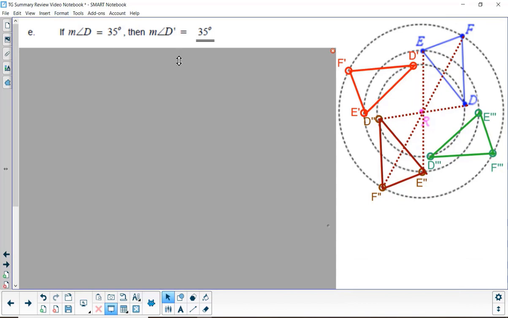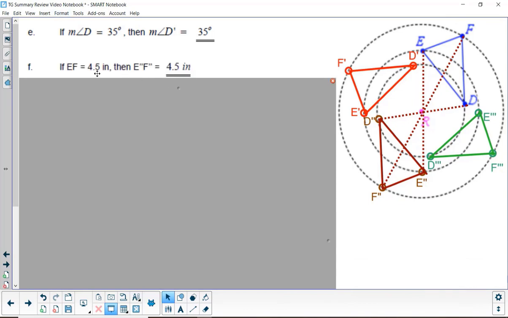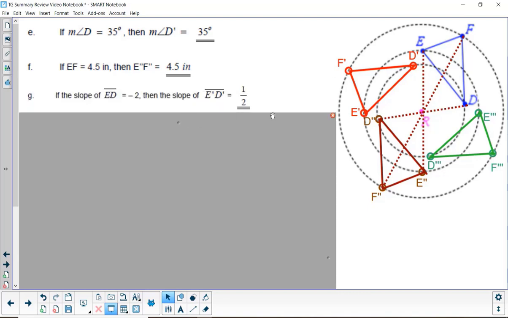All right, looking at the other questions here, if segment EF has a length of 4.5 inches, then E double prime F double prime also does, because all four of those triangles are congruent to each other. Rotations do preserve side and angle measures. Part G, if the slope of the original side ED were to be -2, then rotating 90 degrees, it would be the opposite reciprocal because they're perpendicular to each other, so it would be +1/2.